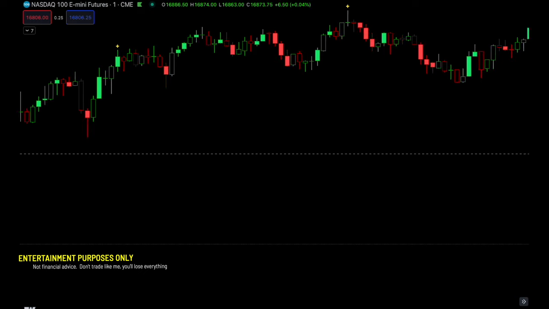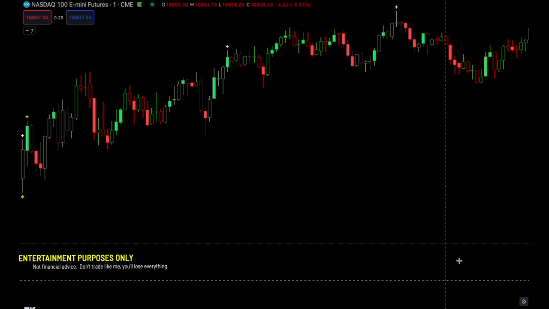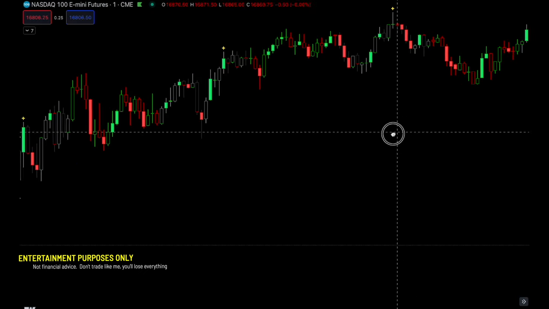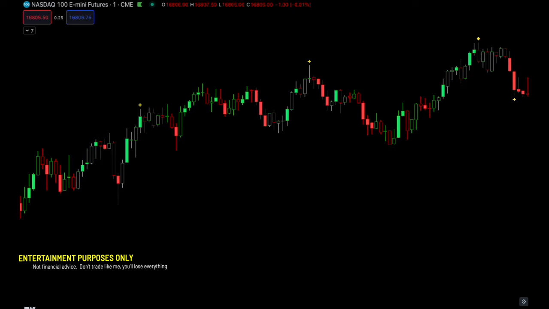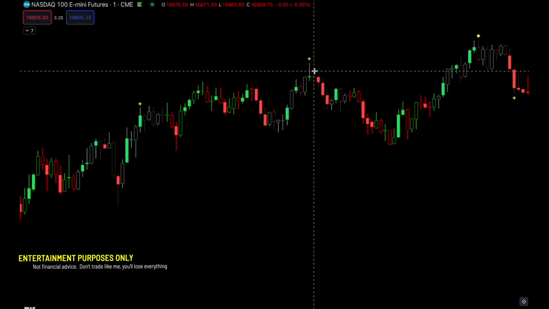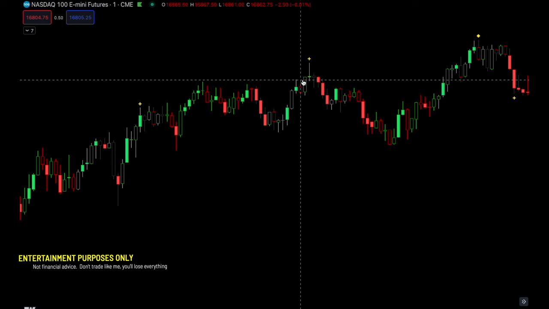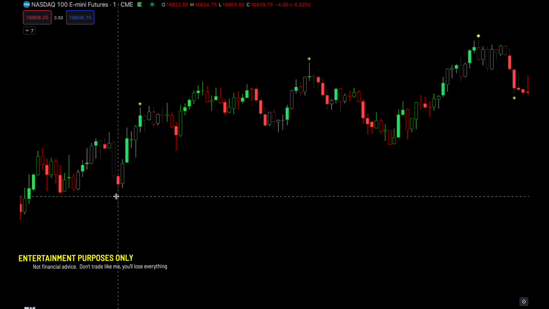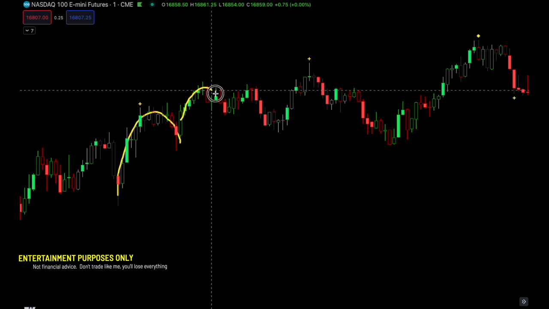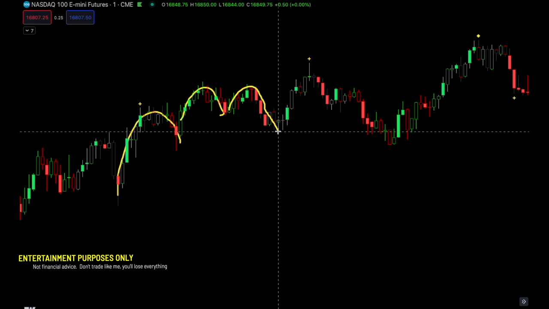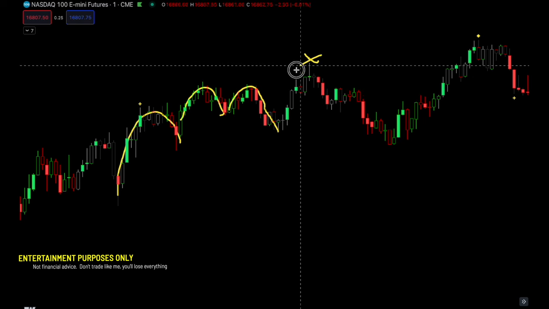Now let's go to the tidal wave over here. Right? You have another reversal signal here. Are you going to take it? I don't know. It's up to you. Early reversal signal, maybe, maybe not. Let's look at the previous waves. So we had a wave up here. We had a wave here. We had a wave here. It just doesn't look like one that I would take.